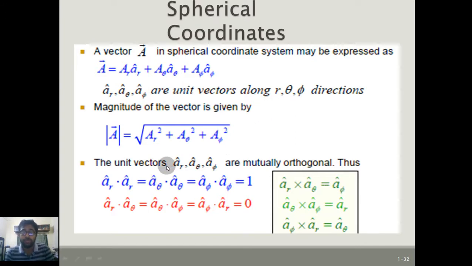Now in case of unit vectors, as we know, the unit vectors are mutually orthogonal, the same result can be found. If we take a dot product of a_r and a_r, we will get 1. If we take a dot product of two different unit vectors, we will get the value of 0 for each and every combination, and the same thing holds for the cross product. If you take a cross product of a_r and a_theta, we will get a_phi. If we take a cross product of a_theta and a_phi, we will get a_r, and so it goes. Okay, so let's go to the next slide.